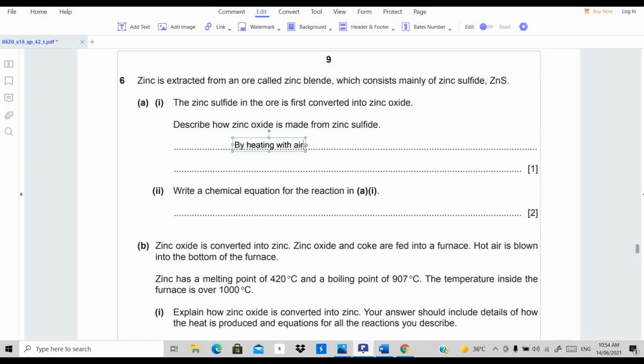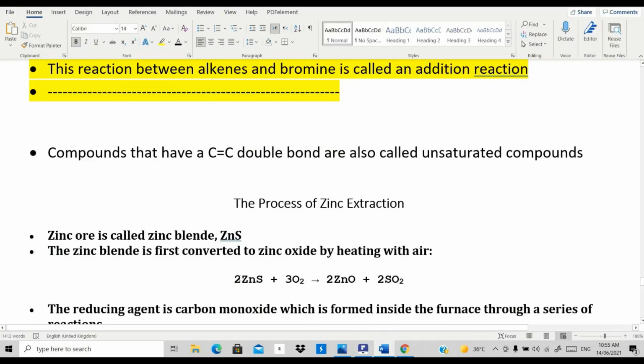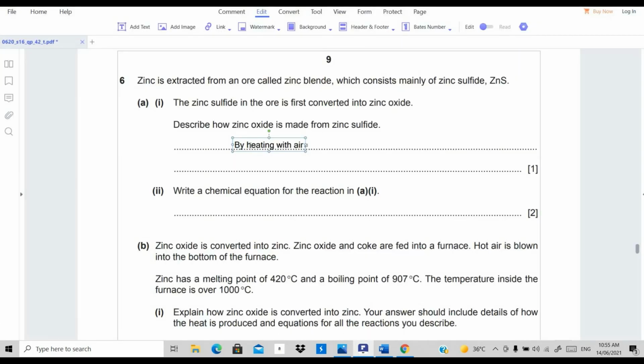Write a chemical equation for the reaction in A1. So this is the chemical equation also given. You need to balance it. It's a 2-mark question, right? So whenever we're writing a chemical equation, you also need to balance it to score 2 marks.